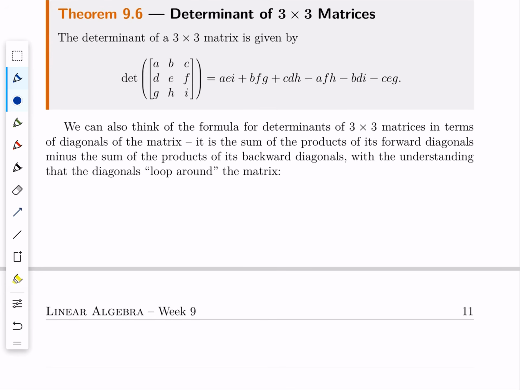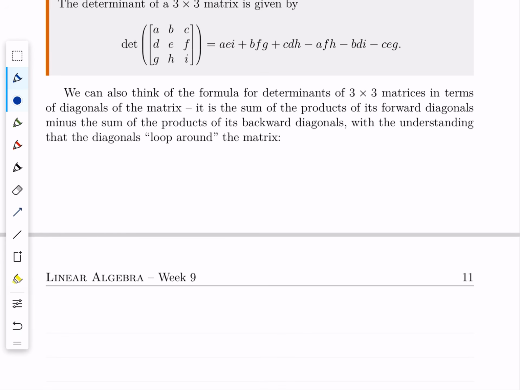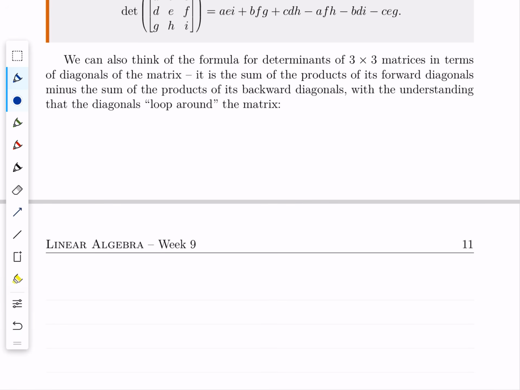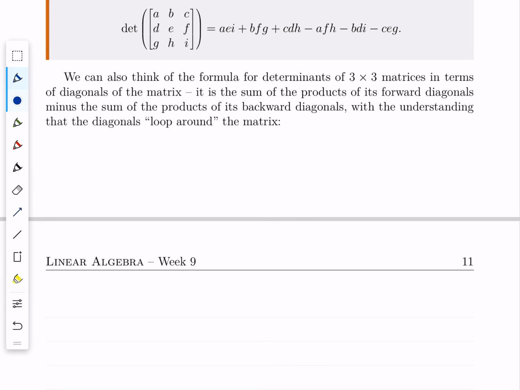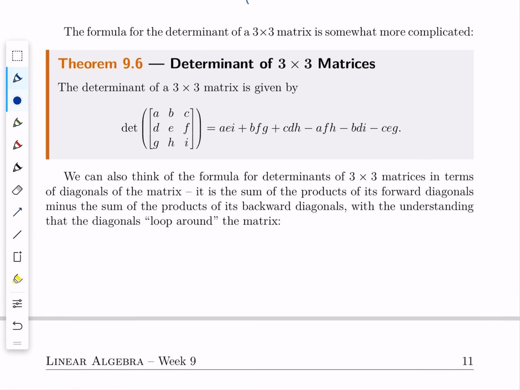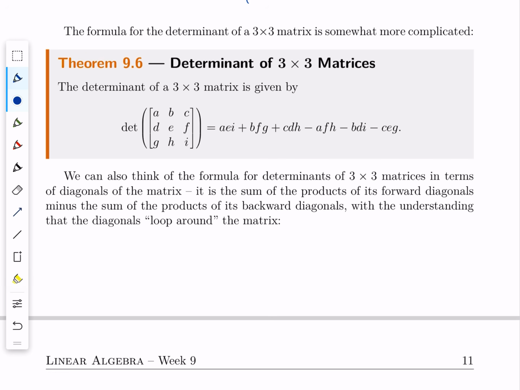So how can you actually remember this big, hideous, ugly, long formula if you want an explicit formula for 3x3 matrix determinants? Well, the succinct way to state this determinant formula is that it's the sum of the 3 forward diagonals minus the sum of the 3 backward diagonals.